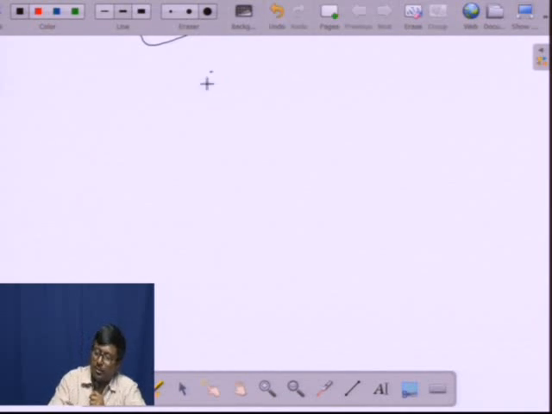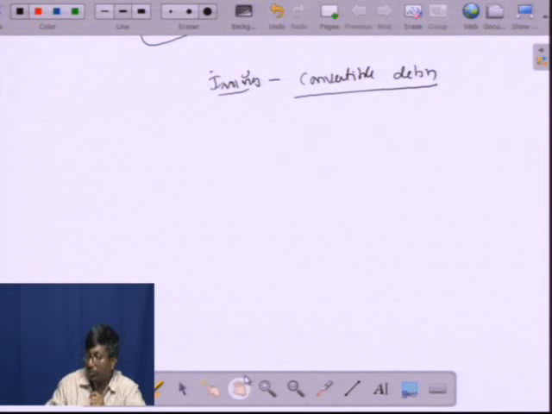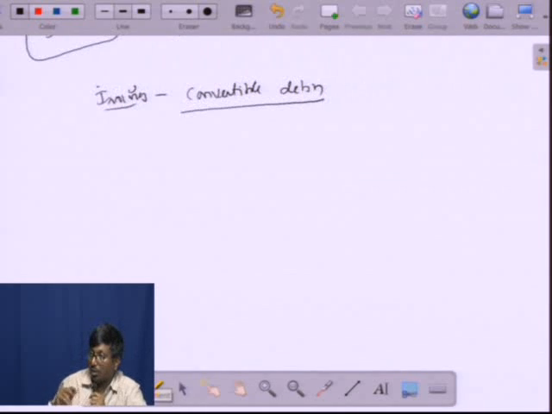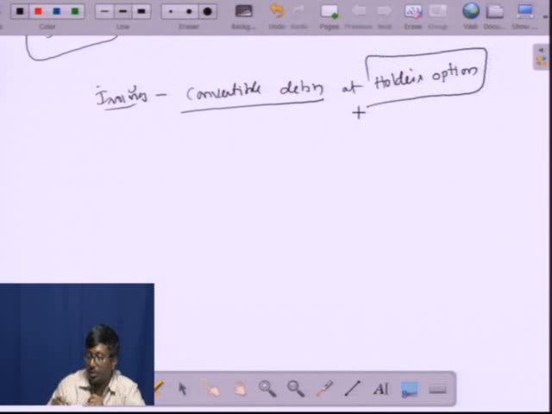Now listen. My company is issuing convertible debenture. Convertible means convertible into equity share, obviously. At whose option? At holder's option. It is going to be done at holder's option. Is it clear? Holder option means what?